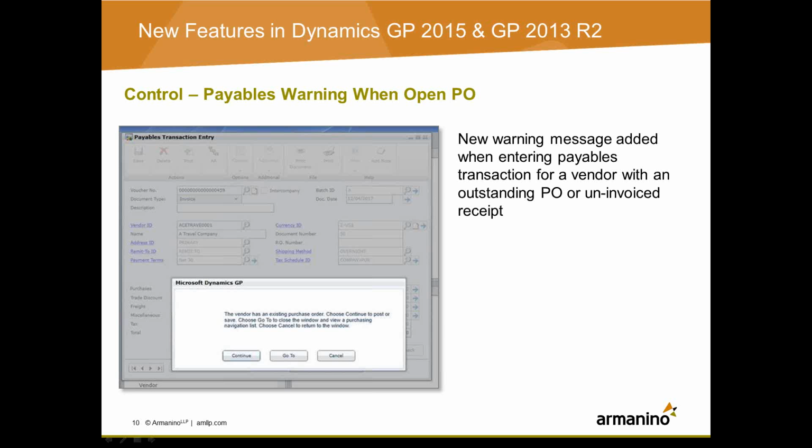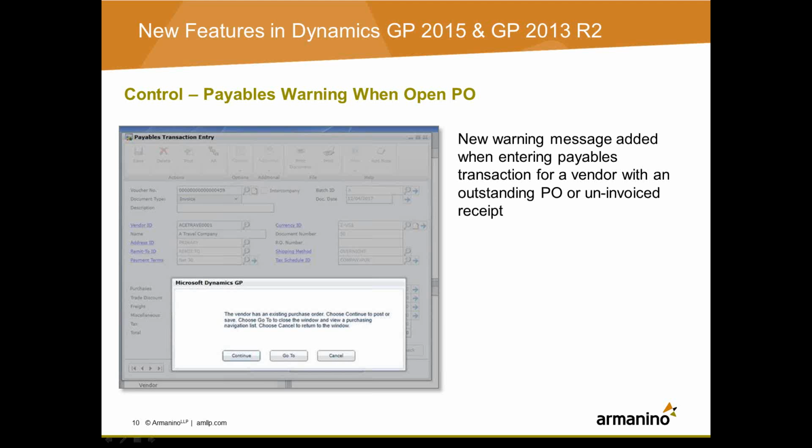So what they've done in 2015 is they've added a warning to the payables transaction entry screen. If you add an invoice in the payables transaction entry screen and there's an outstanding receipt or an uninvoiced receipt in purchasing, you're going to get this warning. And you've got three options. Basically, you can continue, just bypass that, or you can actually go to those transactions. And if you hit go to, it'll go to a list of all those transactions that are causing that warning to come up. Or you could just hit cancel and the whole transaction will go away. So you've got those options.